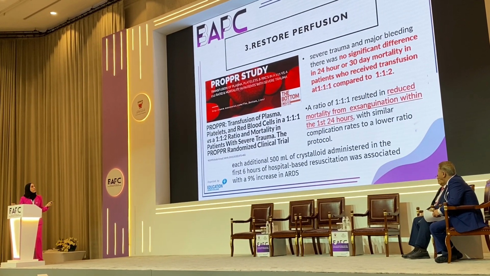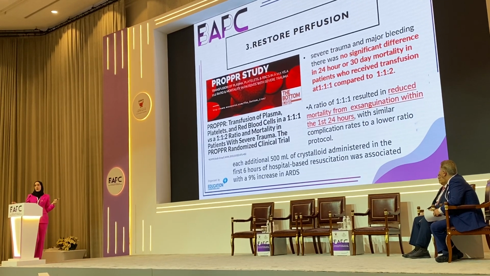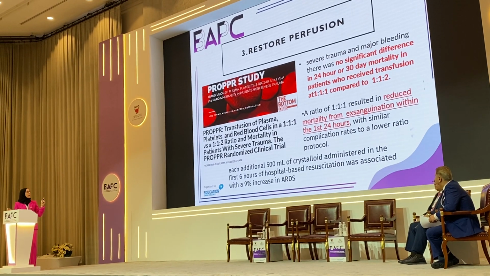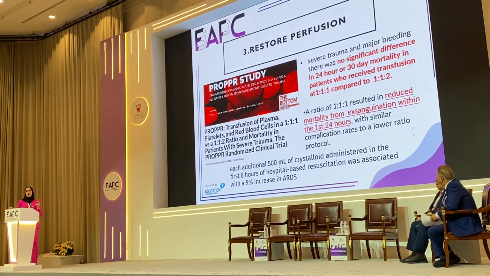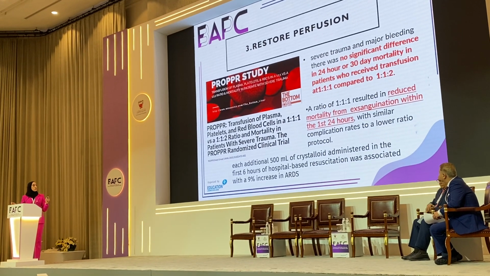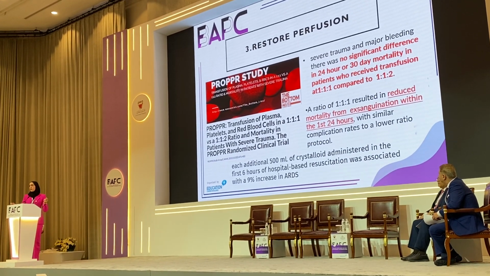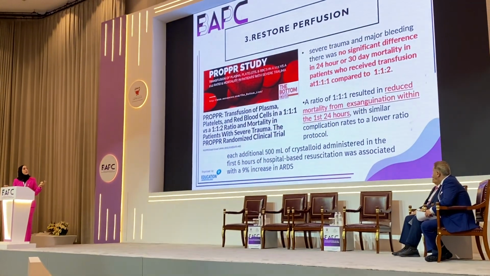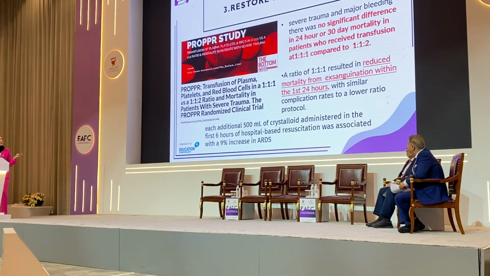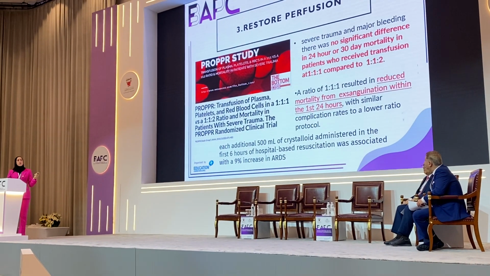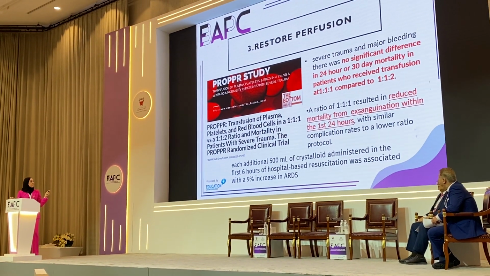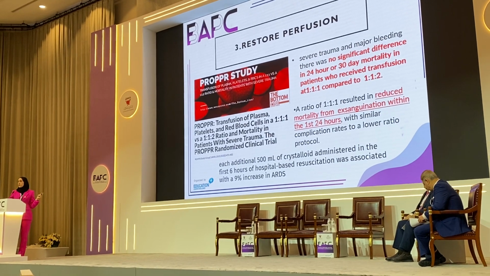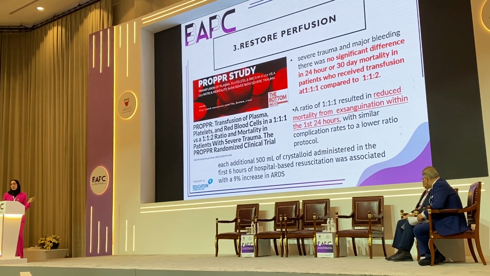Now moving on to restore perfusion. This is the PROPPR trial, it's a famous trial. So they looked at comparing a 1:1:1 ratio, so giving plasma, platelets, RBC in an equal ratio, versus 1:1:2. So people used to think that if you give more packed RBCs, that would be better, but they found out that there was no significant difference in the 30-day mortality, and on the contrary, the 1:1:1 ratio even reduced mortality from bleeding. And they also found out that every 500 ml of crystalloid that you give, especially in the first 6 hours, will increase your ARDS risk by up to 9%.